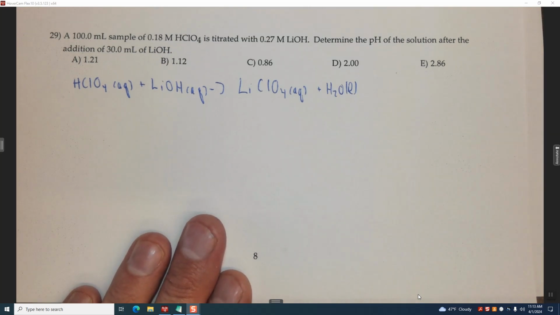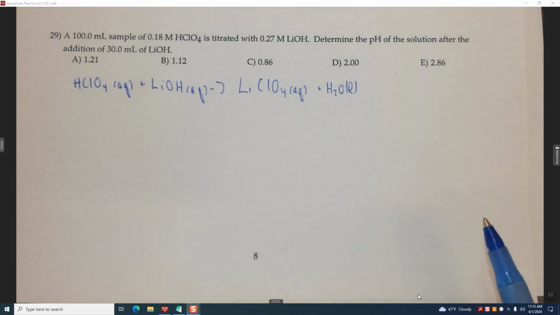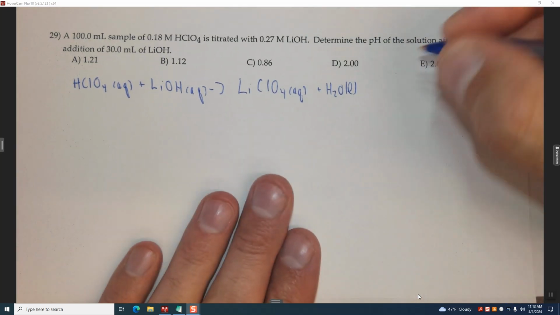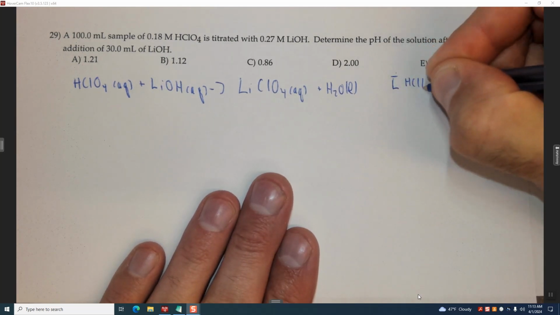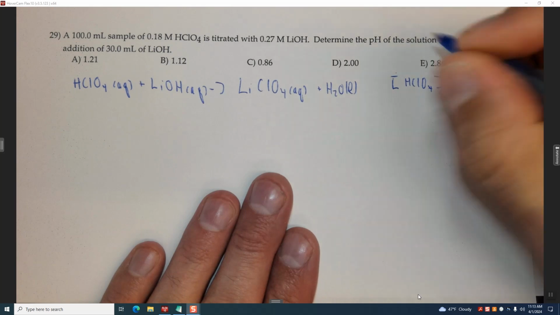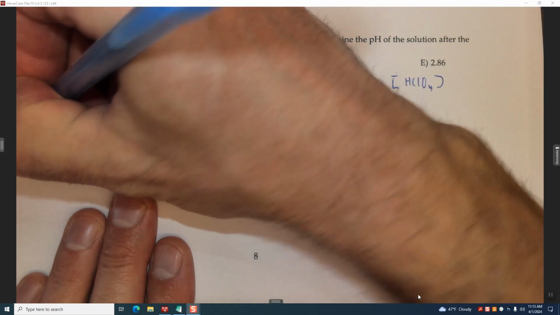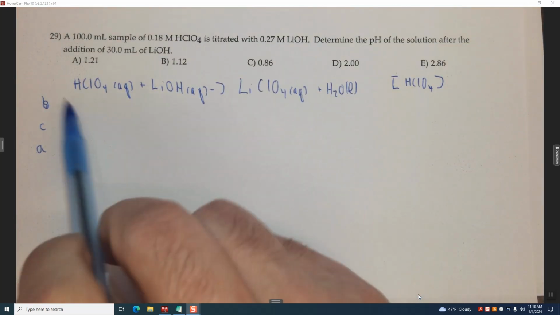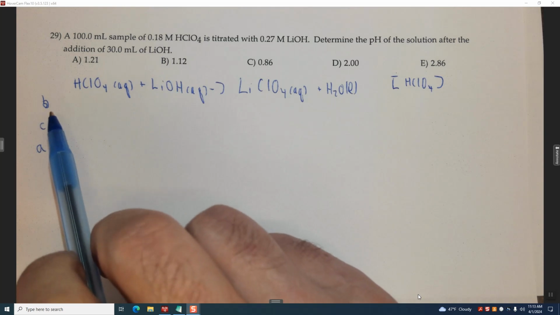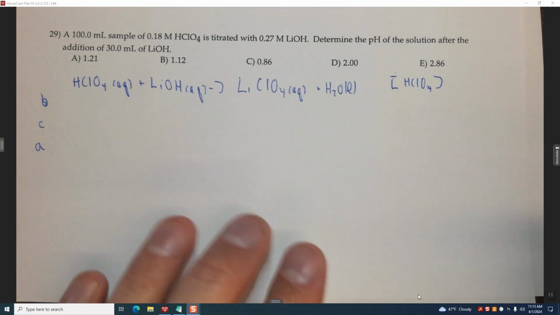So very much like in number 27, we need to find the concentrations of things. So in this case, we need to find the concentration of HClO4 and the concentration of LiOH, and we're going to do this before, change, after type of thing. So the magical time when you mix the two solutions together but they have not reacted, the change in concentration, and then what you have after it, so we can determine the pH.